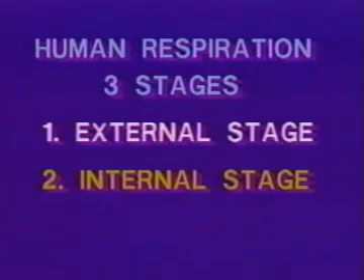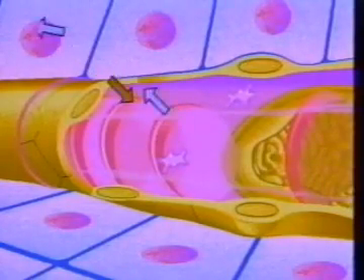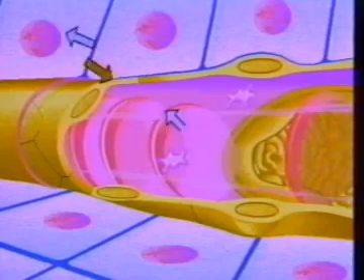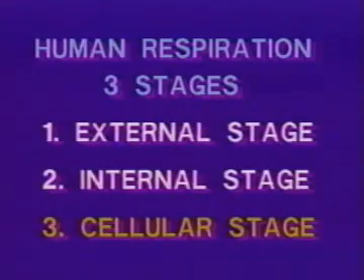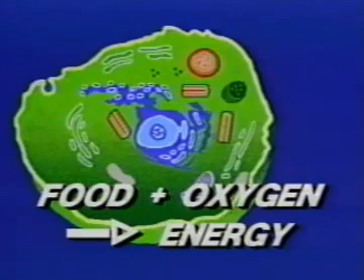2. The internal stage. The exchange of gases between the blood and the body cells. 3. And the cellular stage. The chemical reaction that occurs when food combines with oxygen in the cells and releases energy.